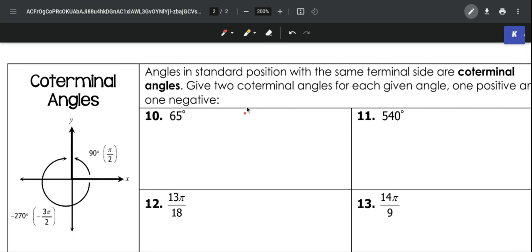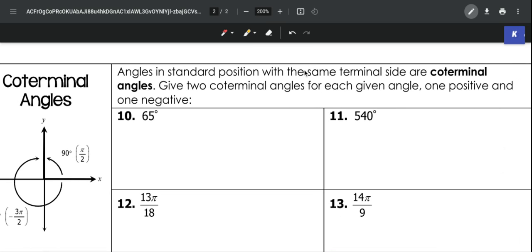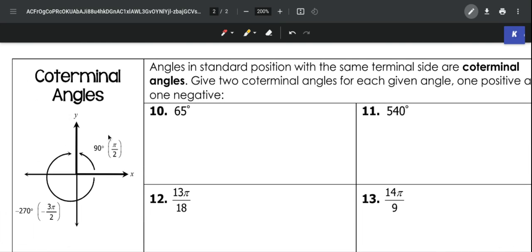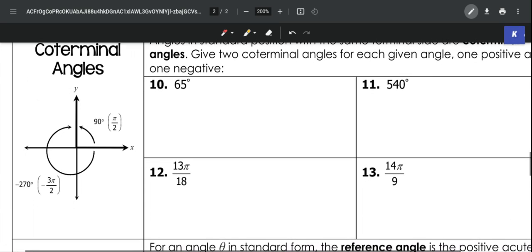All right, so coterminal angles. Angles in standard position with the same terminal side are coterminal angles. So that just means, and this is a good example right here, negative 270 degrees and 90 degrees end up being the same exact looking angle, or they have the same terminal side, which is this y. So they end up in the same place.